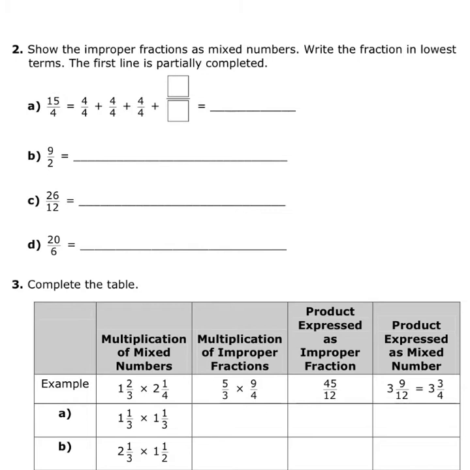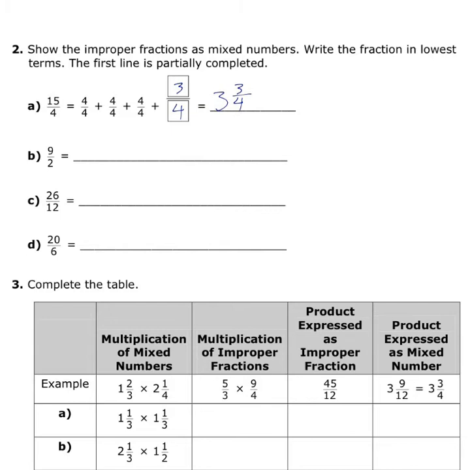Alright, so first of all, we've got 15 quarters. Now that 15 quarters is being broken up into 4 quarters, and another 4 quarters is 8 quarters, and another 4 quarters is 12 quarters. We're supposed to have 15 quarters, so there's another 3 quarters that's missing here. So each of those 4 quarters is 1 whole, so in other words we have 3 wholes plus 3 quarters.